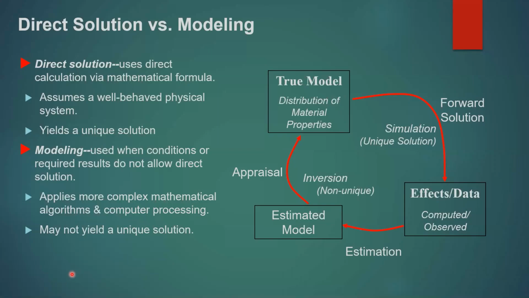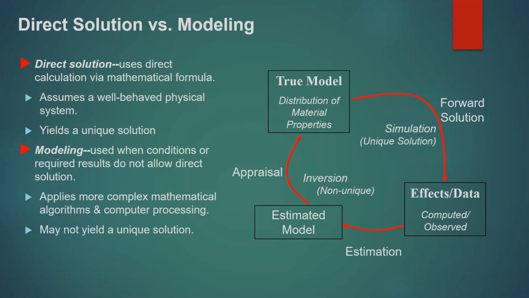So before we dive into modeling, it's important to understand the difference between direct solutions and modeling. Direct solutions are solutions that are directly calculated from known mathematical relationships. They tend to be reasonably straightforward and can often be performed on a hand calculator. They provide a unique solution, defined as having one and only one solution for a given set of conditions. And they are usually simple answers, something like depth of water or average seismic velocity, resistivity, something like that. Modeling, by contrast, uses more complex mathematical algorithms, and it requires computer processing. Modeling is required when conditions violate assumptions for direct solutions. A model is still a simplified representation of physical conditions, but with fewer or different assumptions.